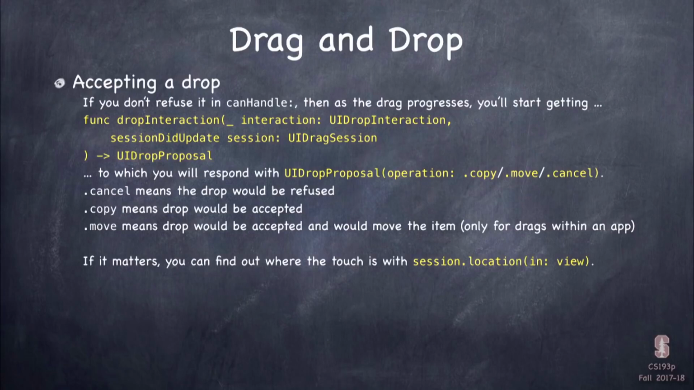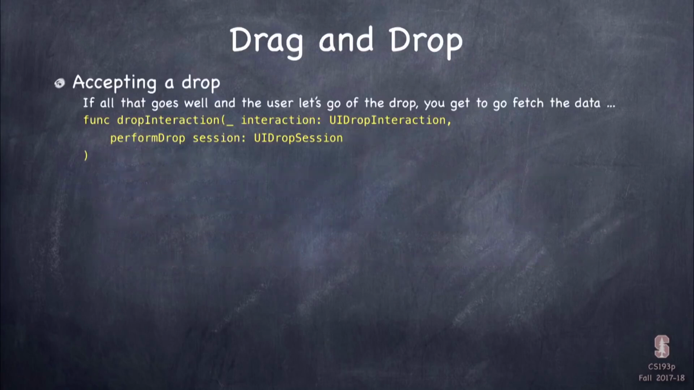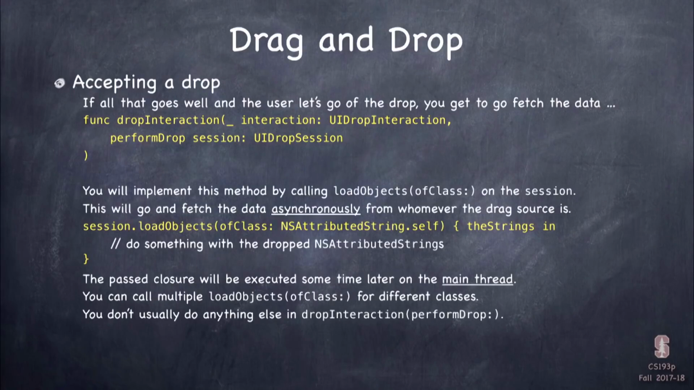And so this proposal is kind of a contract to accept the drop if it were to be dropped at this location. And so if you do accept it, then if you don't say .cancel there in your proposal, you'll get perform drop when the finger is released and the drop happens. Okay? Now perform drop, you're going to get that session back again. Here you're almost always only going to call one method, which is load objects of class. Okay, so we saw already the can load object class. Now we have the actual load objects of class.